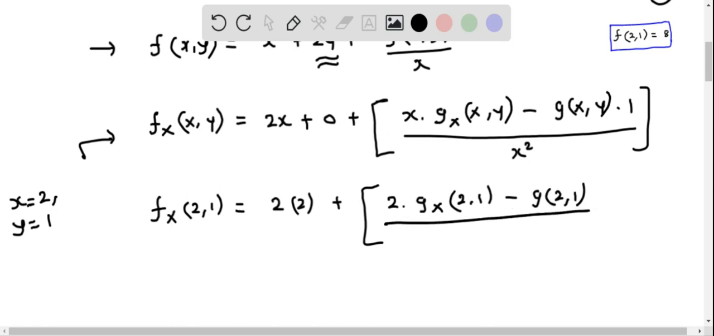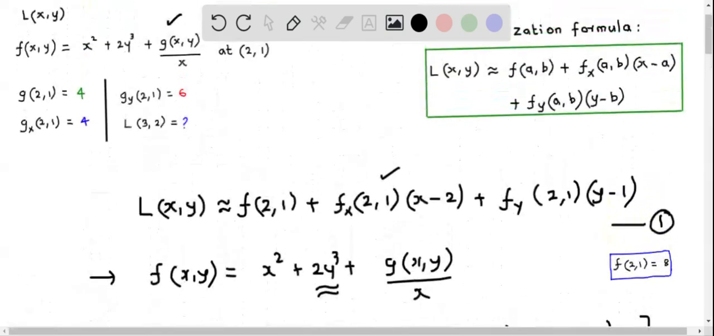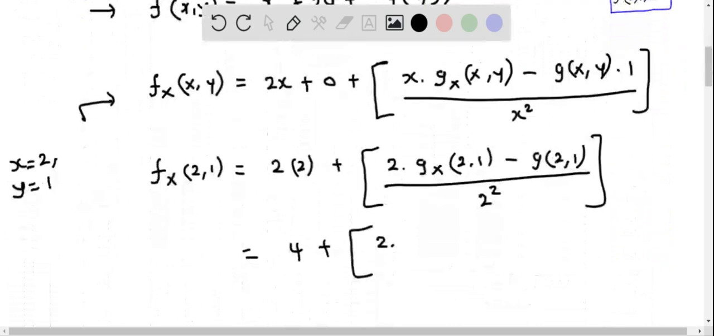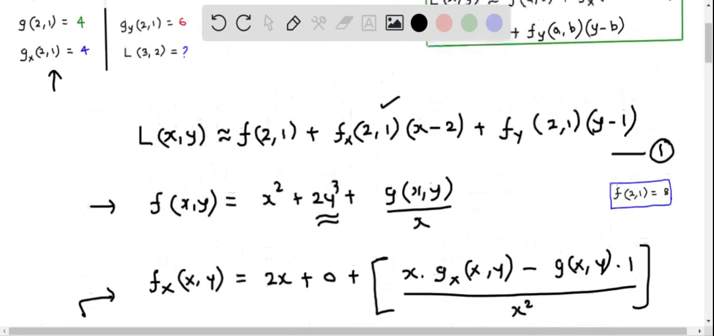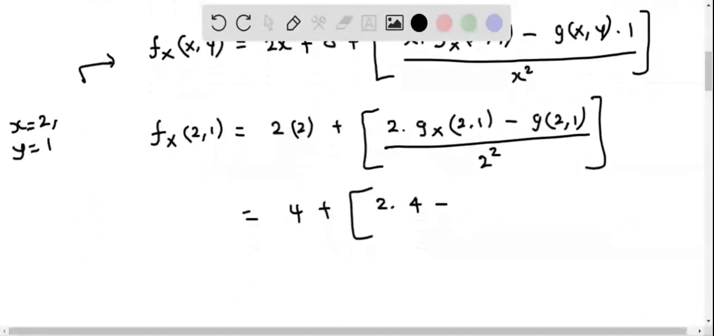This is divided by x, which is 2, so therefore this becomes 2 squared. Now let's simplify this. This becomes 2 times 2 is 4, and then we have 2 times gx of (2, 1). We see that it is equal to 4. So I'm going to replace 4 here minus g of (2, 1), and that is also 4.